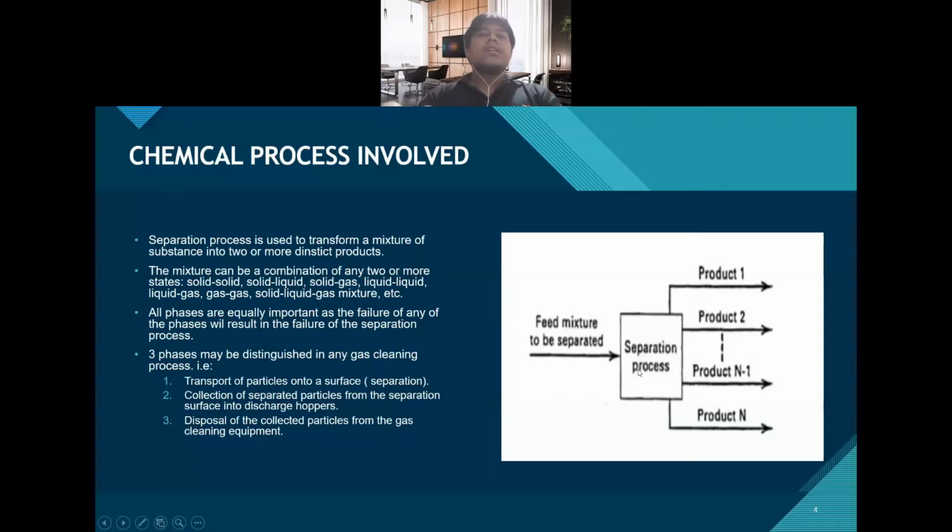Next, there are three phases that may be distinguished in any gas cleaning process. The first one, transport of particles onto a surface, which is separation. The next one is collection of separated particles from the separation surface into a discharge hopper. And lastly, disposal of the collected particles from the gas cleaning equipment. This happens at the product.